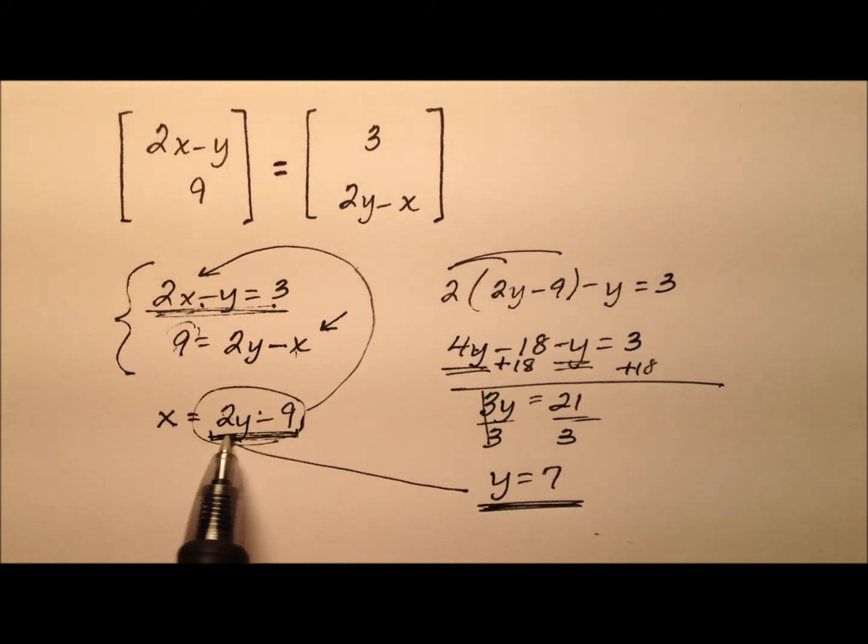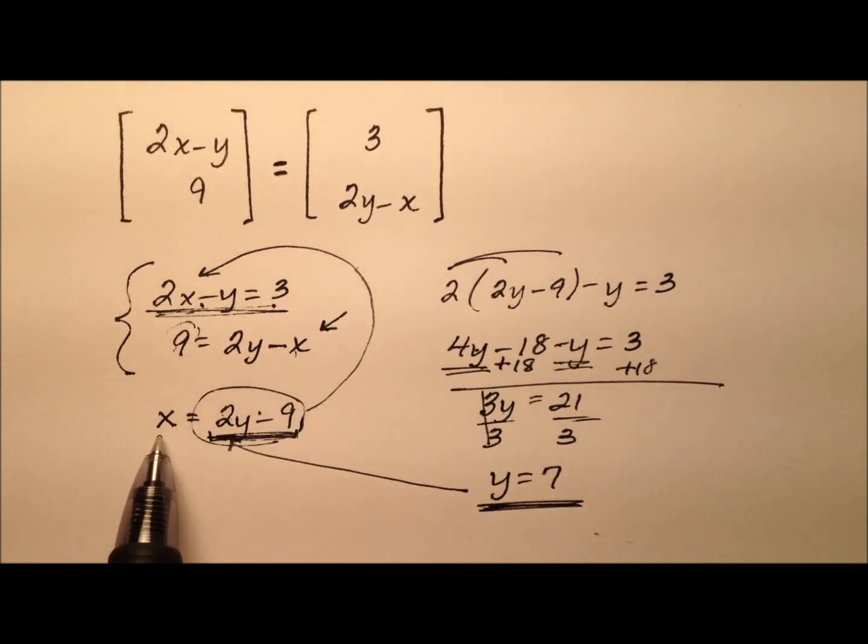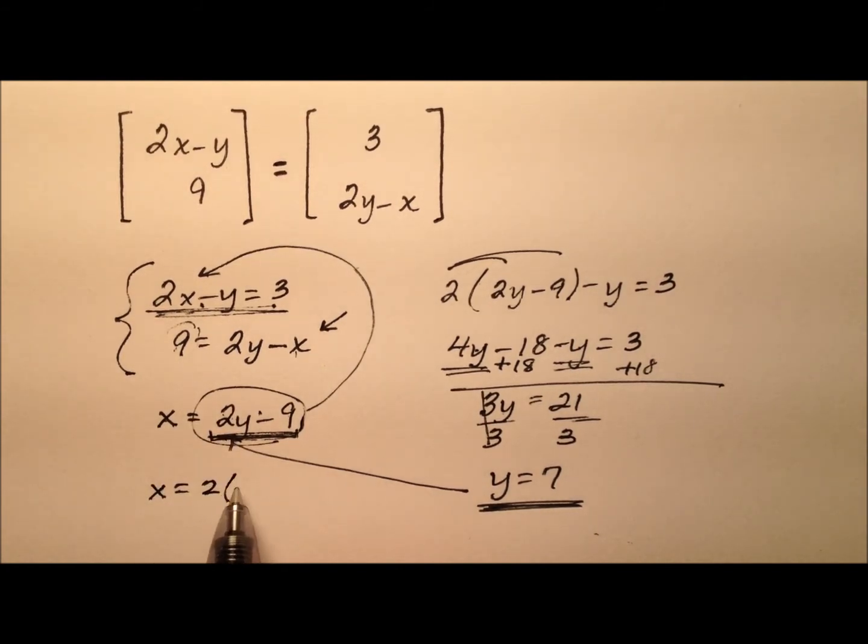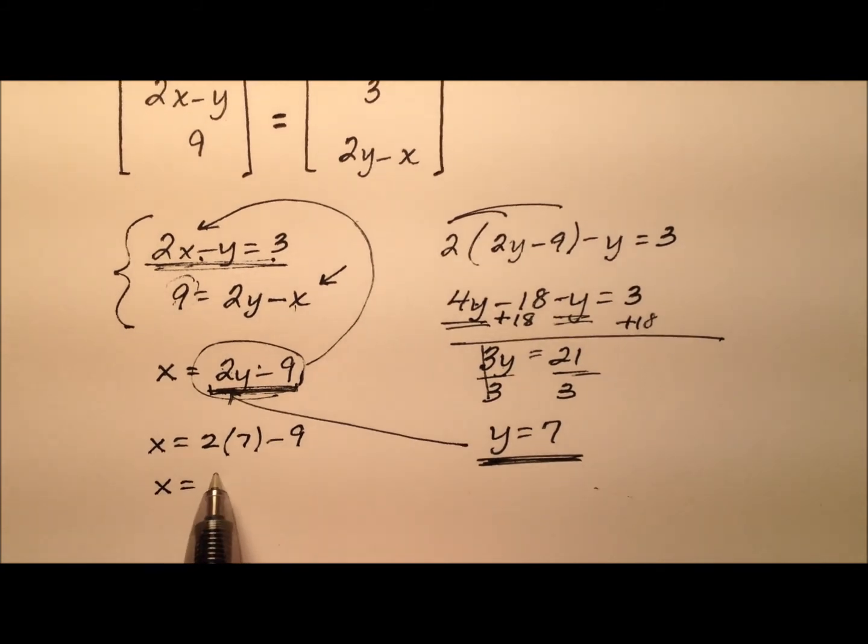Let's plug it in right here because x is already isolated. So x equals twice the y value minus 9. So it looks like x equals 14 minus 9, so that's going to be 5.